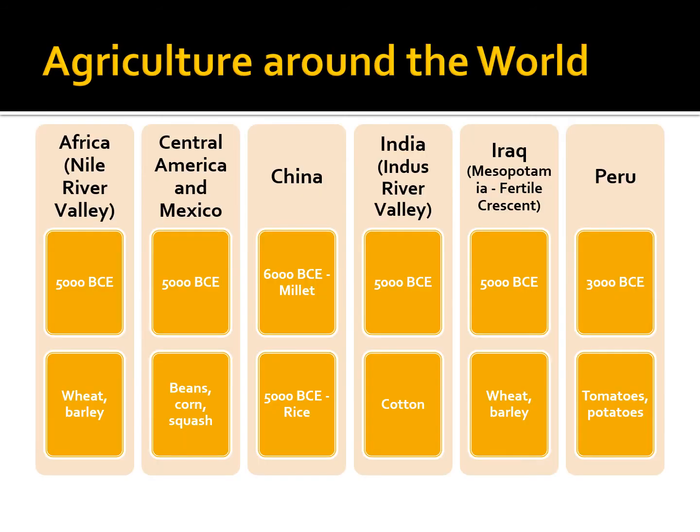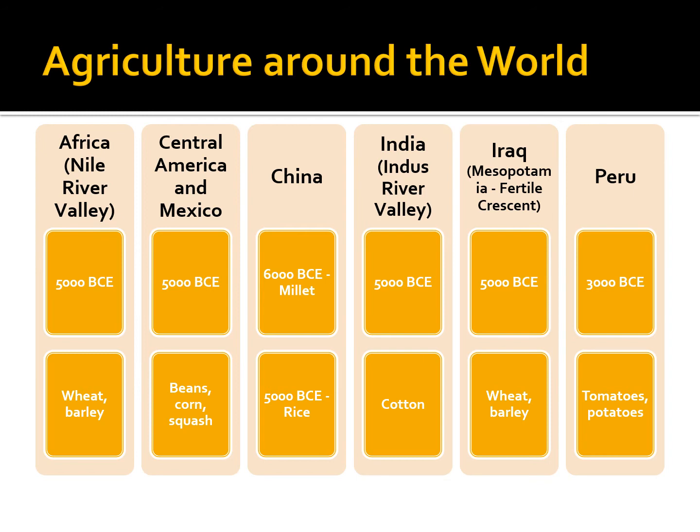So this is just showing you some of the timelines and the different types of cultigens that were used in these various parts of the world. If we're looking at the Nile River Valley in Africa, you have wheat and barley being grown around 5000 BC, most likely coming via diffusion from the Middle East. We have Central America and Mexico around 5000 BC, growing the sacred triad, which is corn, beans, and squash. We have China at 6000 BC growing millet, as well as rice appearing around 5000 BC. We have the Indus River Valley in India with cotton around 5000 BCE.